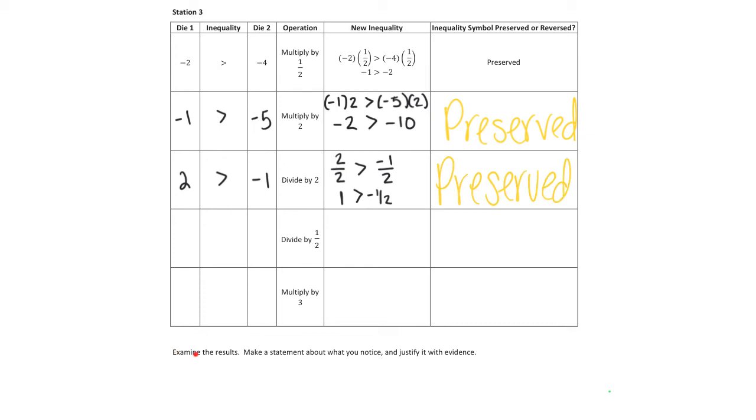So now let's examine the results. Make a statement about what you notice and justify it with evidence. Well, when both numbers are being compared and multiplied or divided by a positive number, the symbol stays the same and the inequality is preserved.